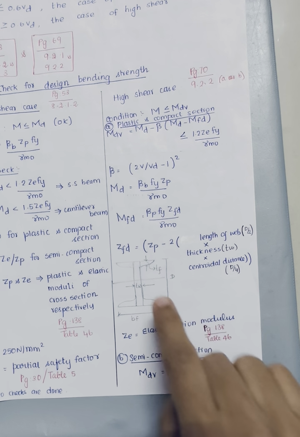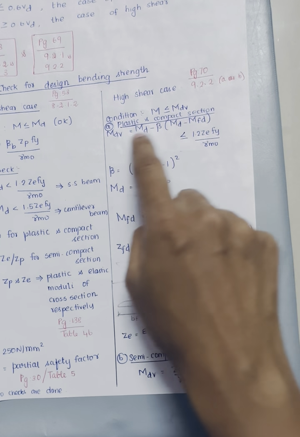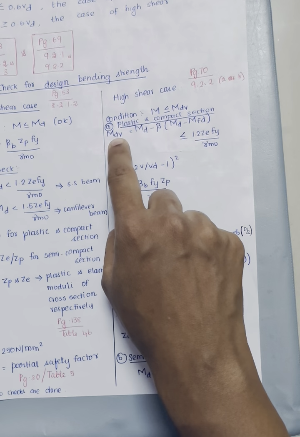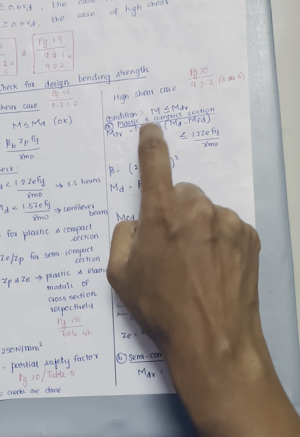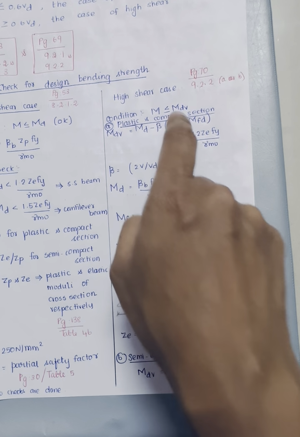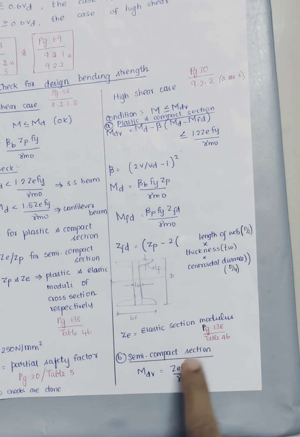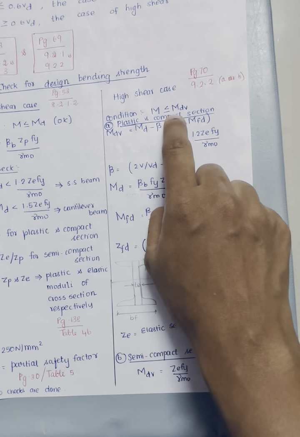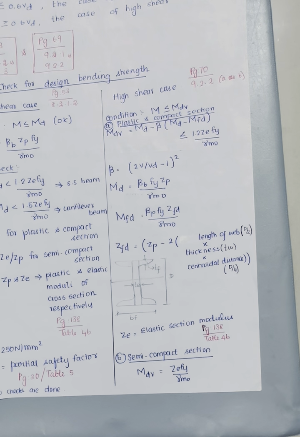So with this, once ZFD is known, we can calculate MFD. Once MFD and MD are known, then we can calculate MDV. When MDV is known, we can check this condition, if it is okay or not. This is for the plastic and compact section. If it is semi-compact, then MDV is equal to ZE into FY by gamma. ZE you know from page number 138, table 46. FY you know, and gamma you know. This value you can calculate, substitute over here and check for the condition. So this is the high shear case condition.